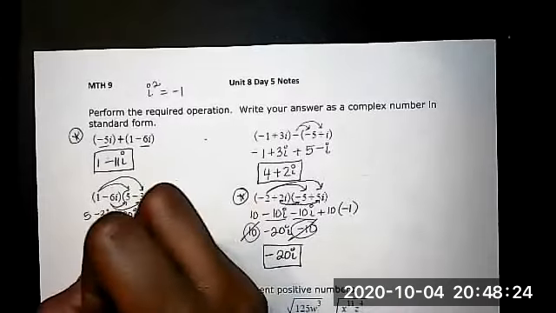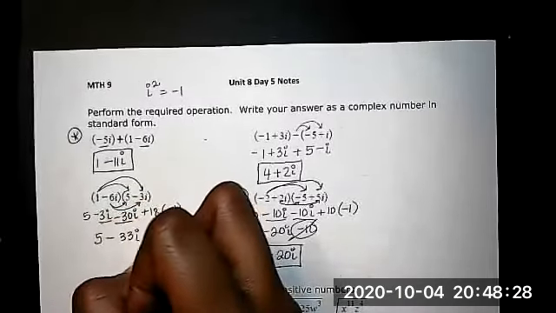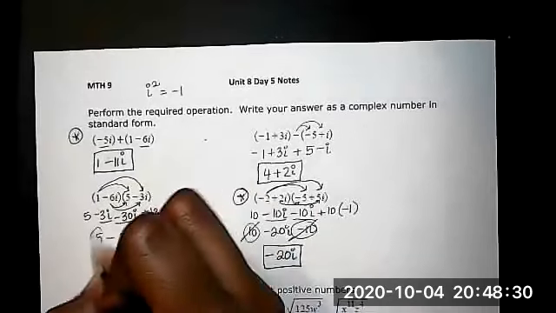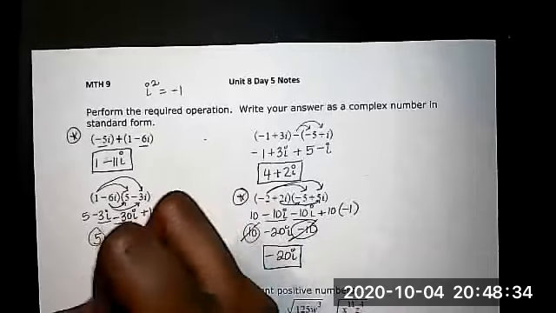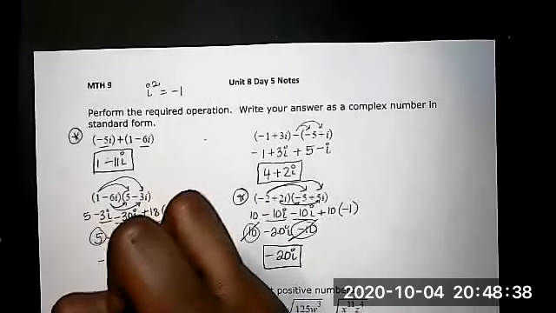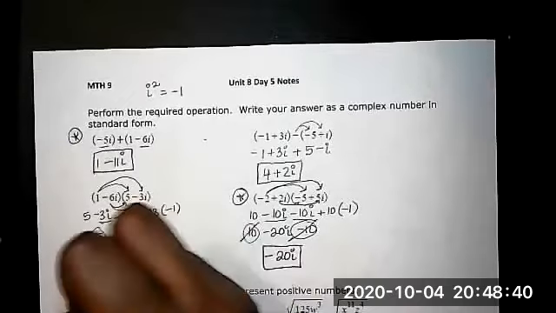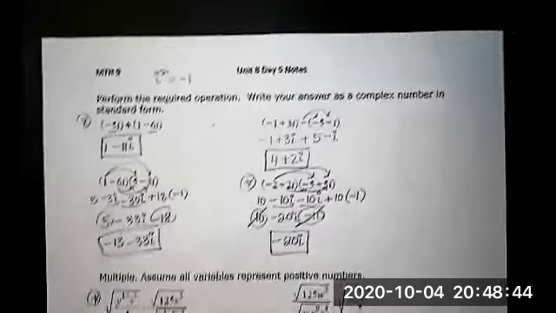All right, so now it becomes 5, and this is negative 33I minus 18. And then we have 5 minus 18, that becomes what? Negative 13. Negative 13 minus 33I is your answer there. Okay, perfect.